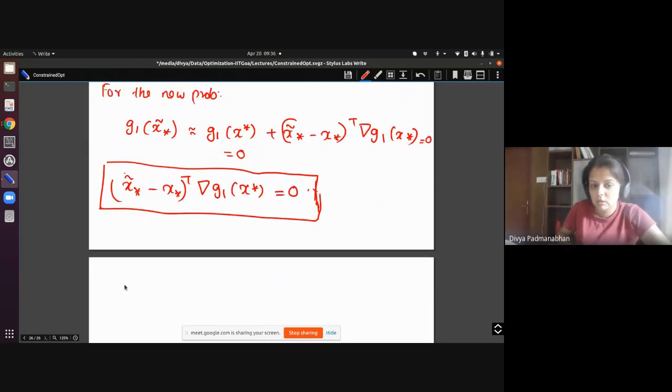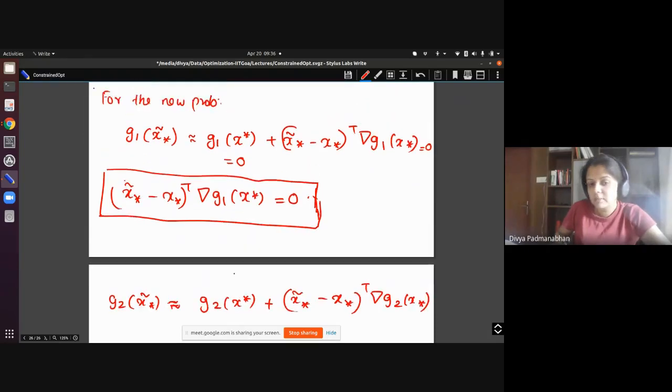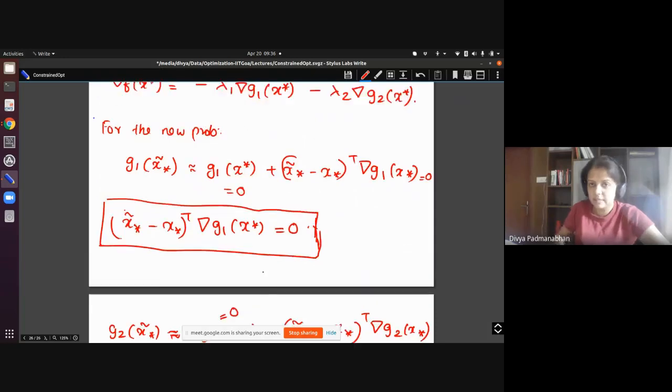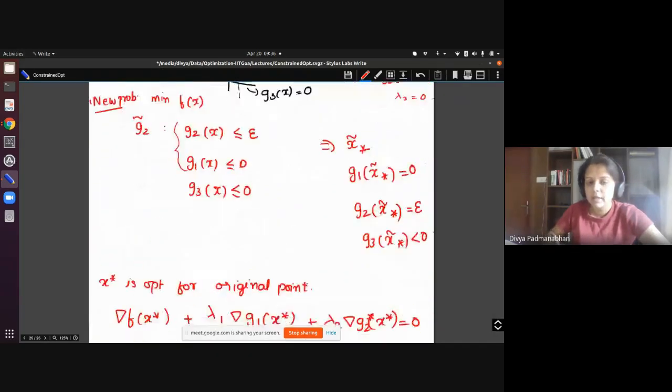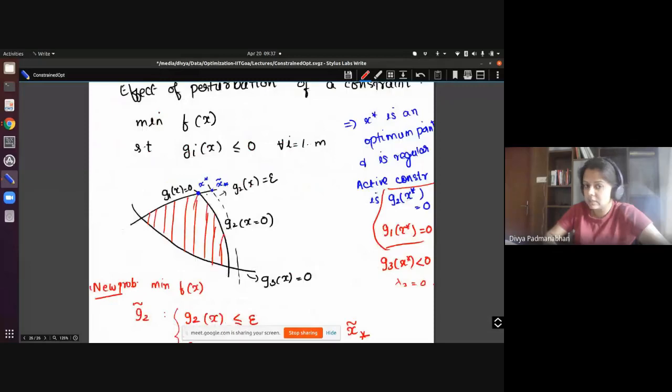Okay, so even for g2, what I'm going to get is g2 of x tilde star. I'm just going to use again the Taylor series approximation. So g2 of x star plus (x tilde star minus x star) transpose gradient g2 x star. For the original problem, g2 of x star was 0 because x star was active at this constraint. Now for the new problem, this is still an active constraint, but now the value of g2 of x tilde star is equal to epsilon because the constraint got perturbed.